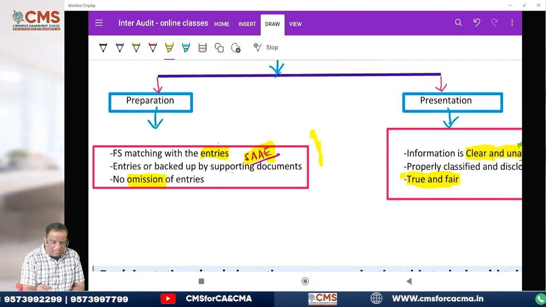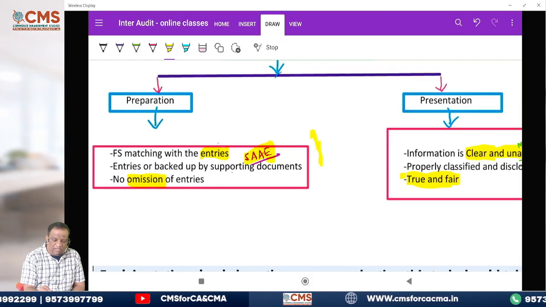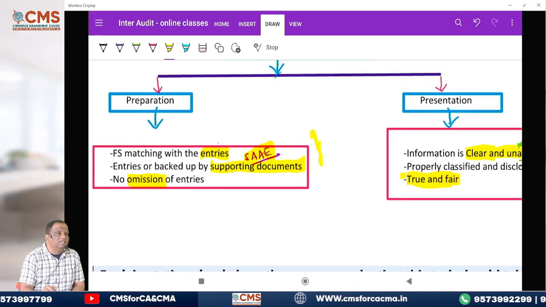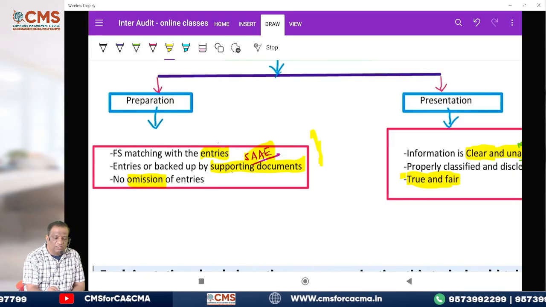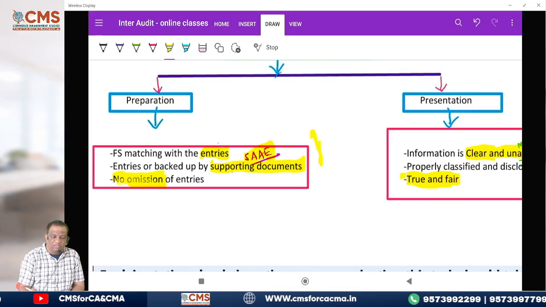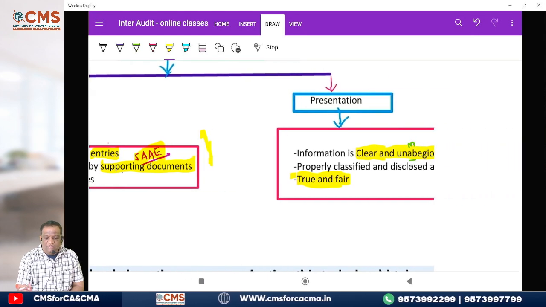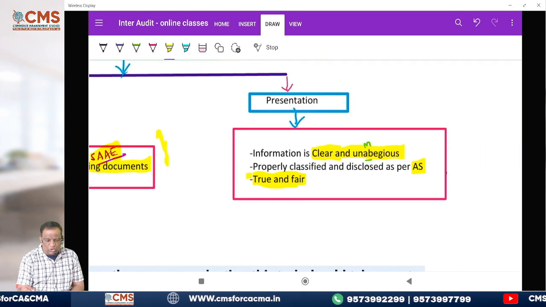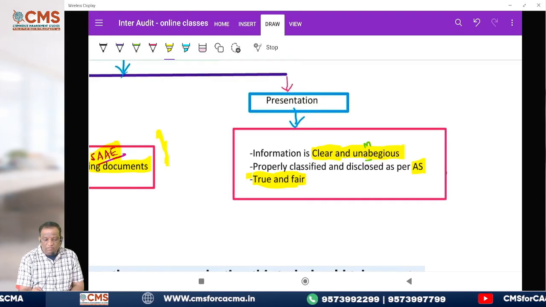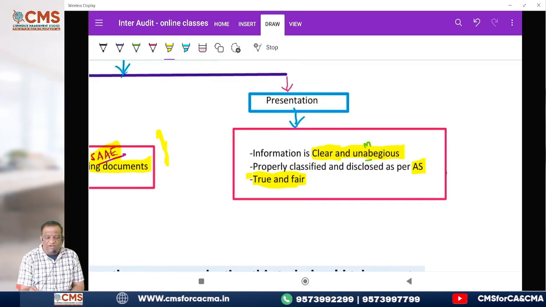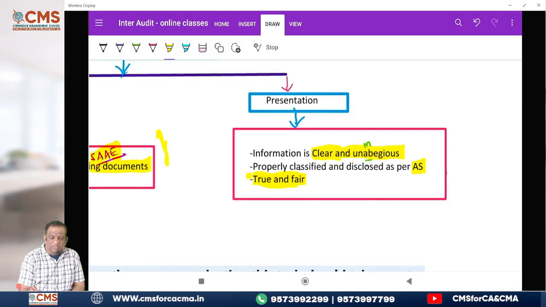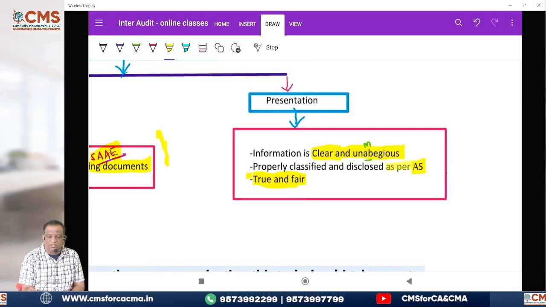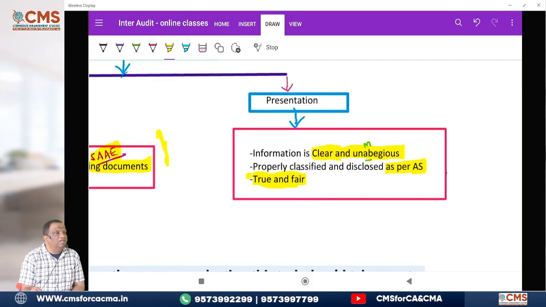So to sum it up, with regard to preparation, there are 3 points. Financials are matching with the entries, and proper supporting documents. As a one-liner, you can think of this as supporting documents. And the third one is that there are no omissions. These are the points from preparation. From presentation, the information presented is clear and unambiguous, that is, there is no confusion, and it is properly classified and disclosed. Whatever information is given, there is proper classification, and it is all as per the required accounting standards. And finally, true and fair.